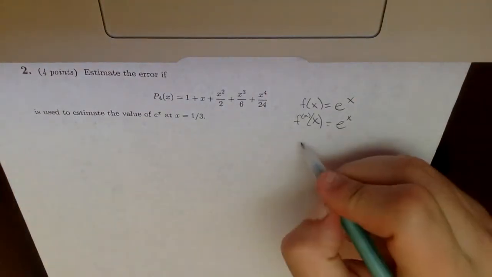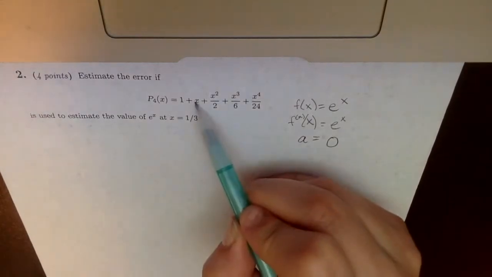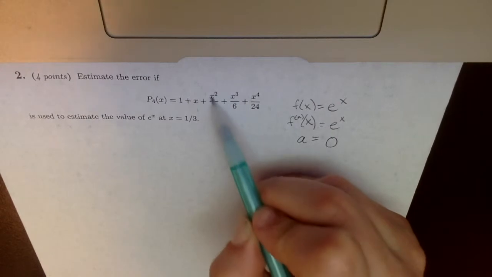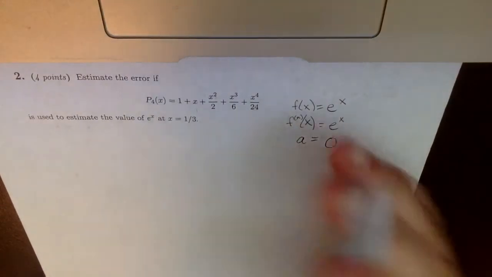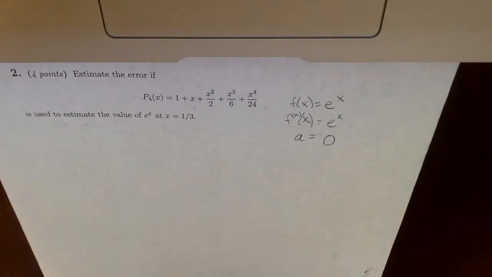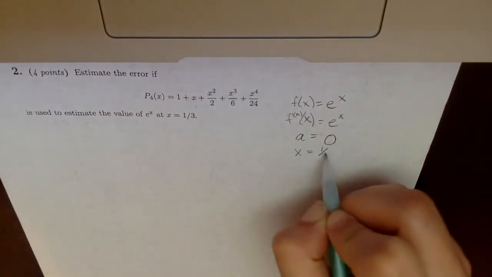Now a here is going to be 0. The way I know that is I see that there's no subtraction on the x term. Those are just x minus 0, not x minus some non-zero a. So a is going to be 0. We're centered at 0, and then our specific x value is going to be 1/3.